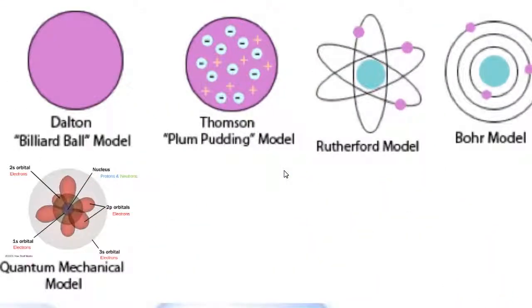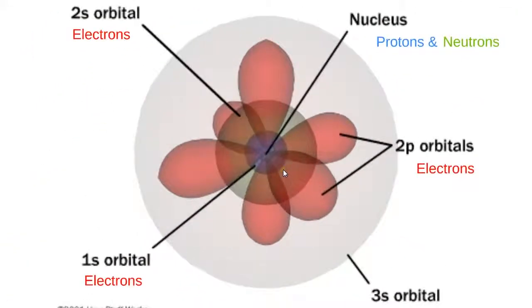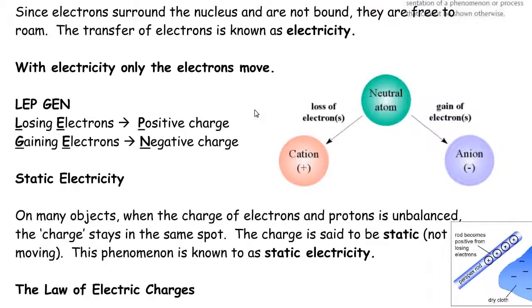The model of the atom has changed over the years. And what has come from this is that an atom is made up of a nucleus, which contains all protons and neutrons, and then around it, in these orbitals, in the empty space around the nucleus, the electrons can be found. Since the electrons are found in the empty space around the nucleus, they are free to move around from one atom to another. The transfer of electrons is known as electricity.